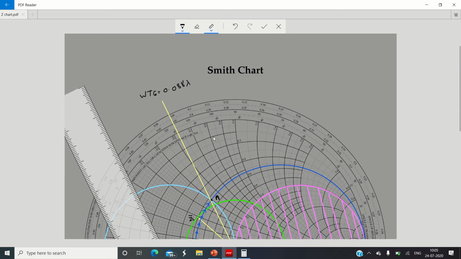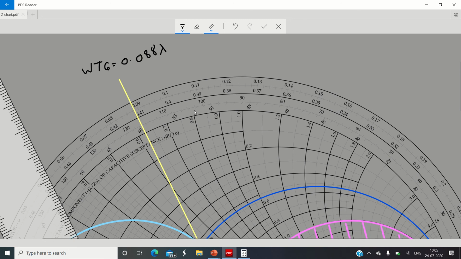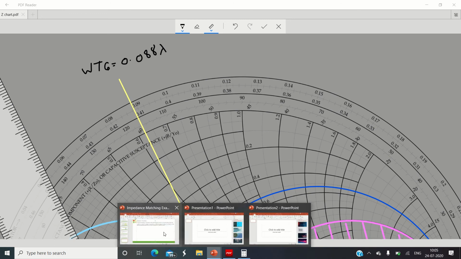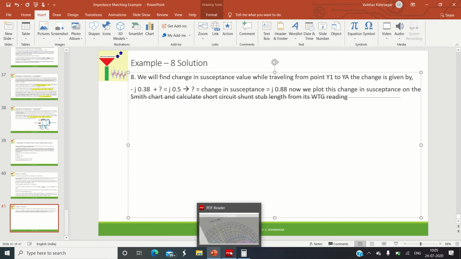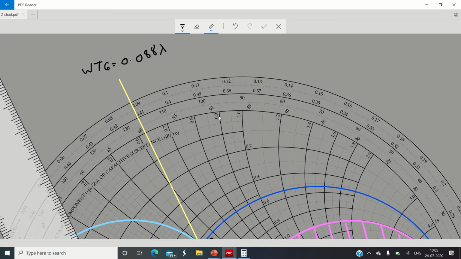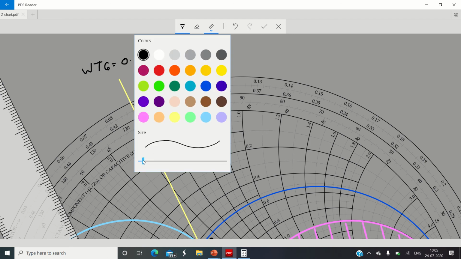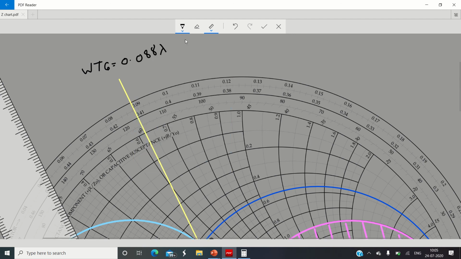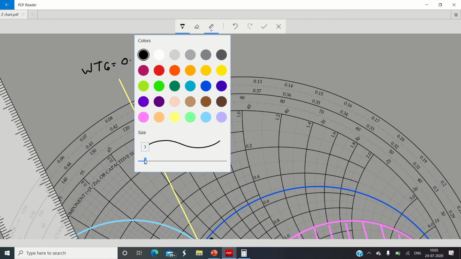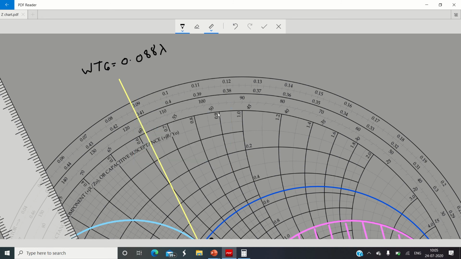So plus j 0.88 is somewhere in between 0.8 and 0.9. I will zoom in into this region. You can clearly see here it is 0.8 and 0.9. We want to plot a point 0.88, which is closer to 0.9. So somewhere here you can plot this point. I will increase the thickness a little bit further. So near 0.9, somewhere here.